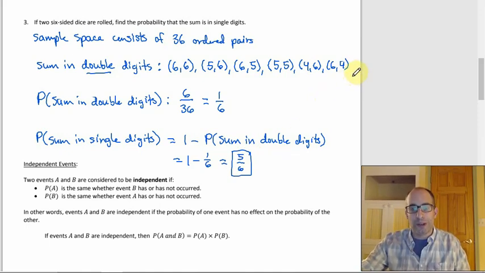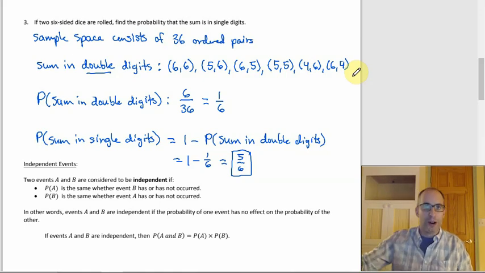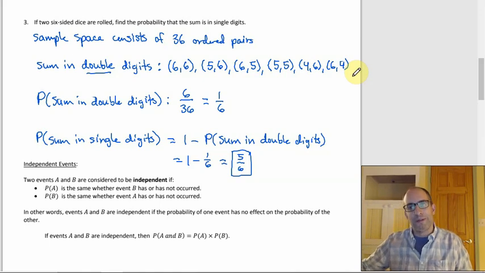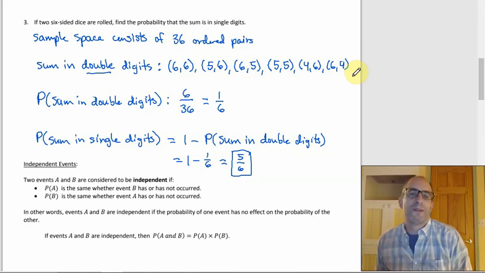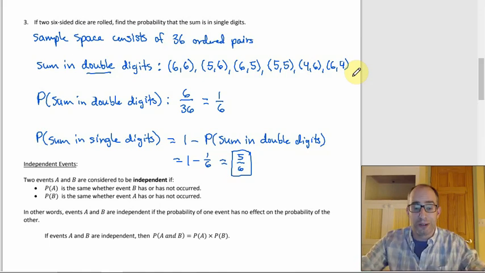I mean, if you try to do this one directly instead of using the complement, you've got a lot of stuff to list out, right? Because you've got the one way to get a 2 as a sum, 2 ways to get 3, 3 ways to get 4, 4 ways to get 5, 5 ways to get 6, 6 ways to get 7, 5 ways to get 8, 4 ways to get 9, right? That's a long list. And you don't need to make that long list when you can just use the complement and you'll get something that's significantly shorter.